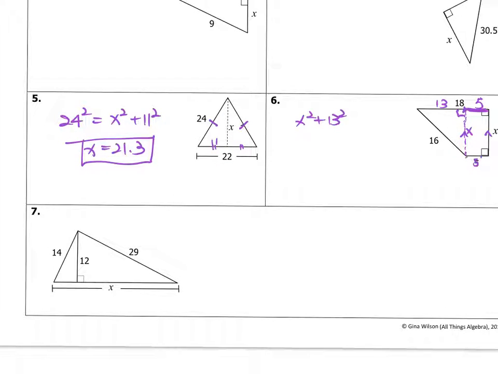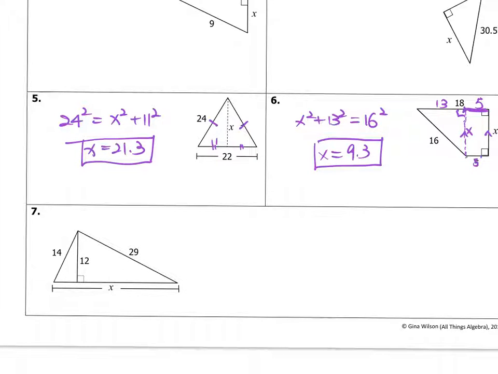So it's 13 squared plus x squared should equal 16 squared. Okay, and x comes out to be 9.3. So in this case, the trick is you need to add a line to create a right triangle to help yourself have the ability to use Pythagorean theorem.